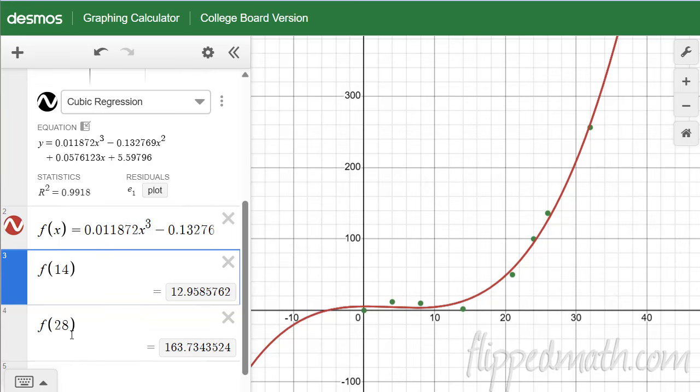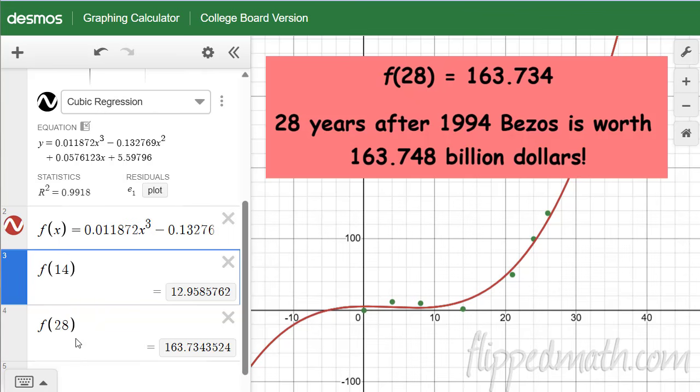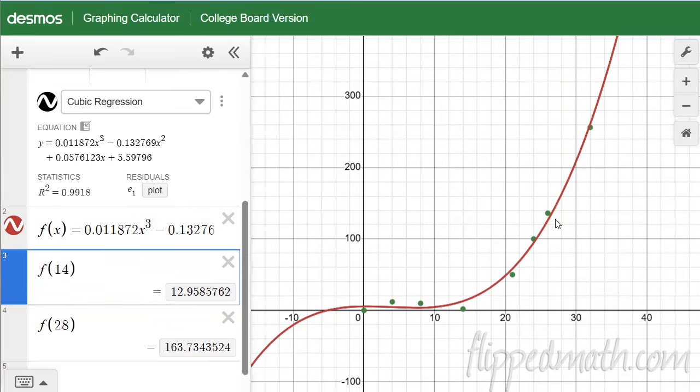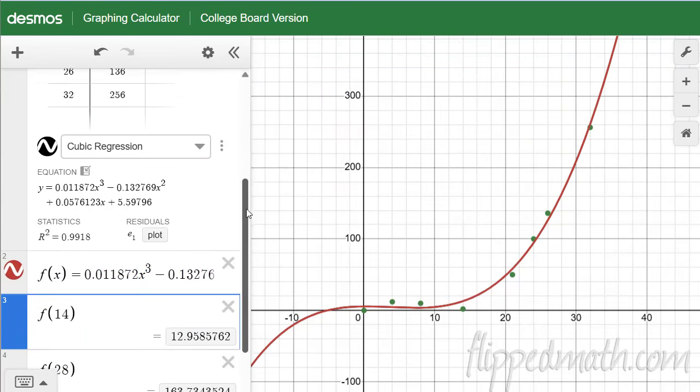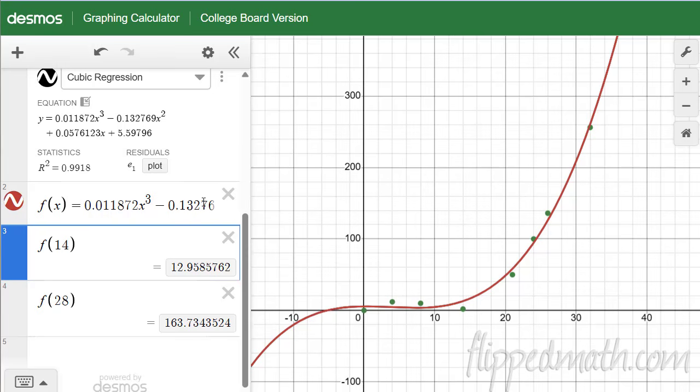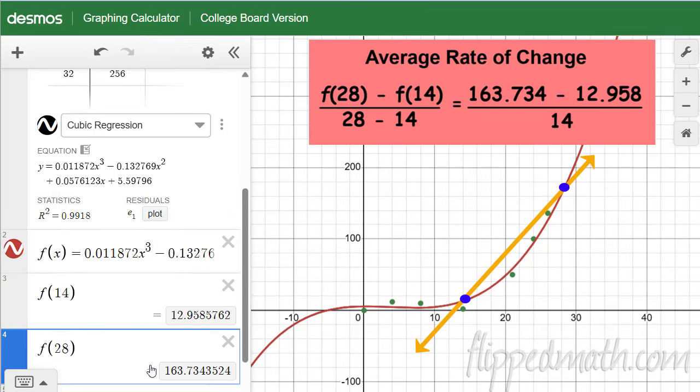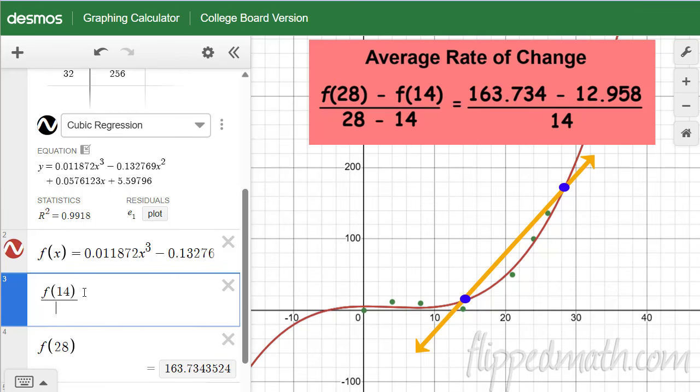And same thing for 28. That's 28 years after 1994. He's worth $163 billion. So there's a difference between the actual point and the predicted values in these bad boys here. Just want to make sure you're cool on that. So I can subtract these y values, boom, and get my rate of change. Or, check this out. This is even better, man. Let's go ahead and make it a fraction.